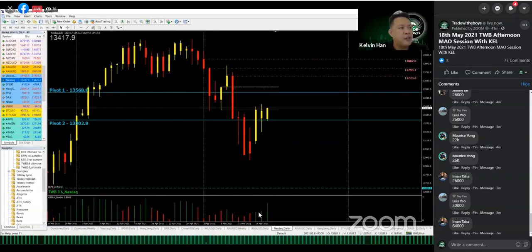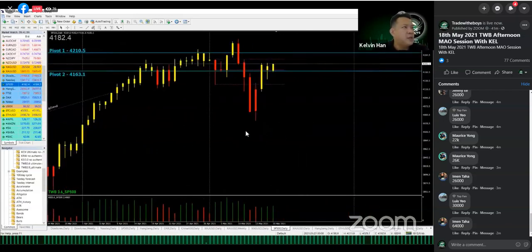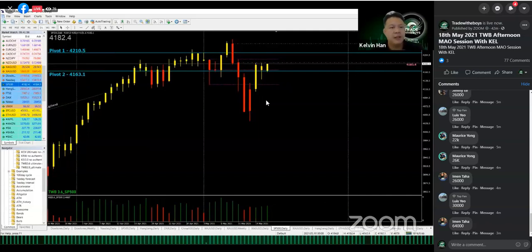Hang Seng is very clearly still above the pivot one, over OB. Hang Seng is also a buy. Links have the same pattern.